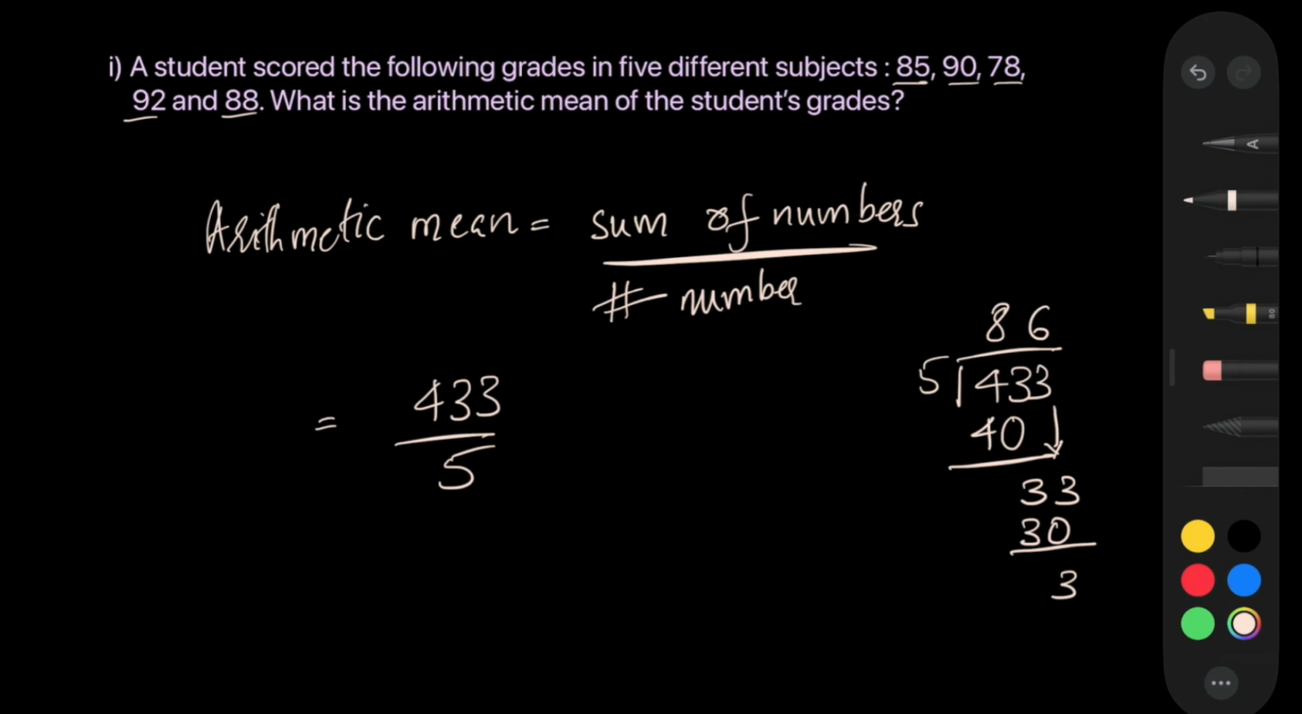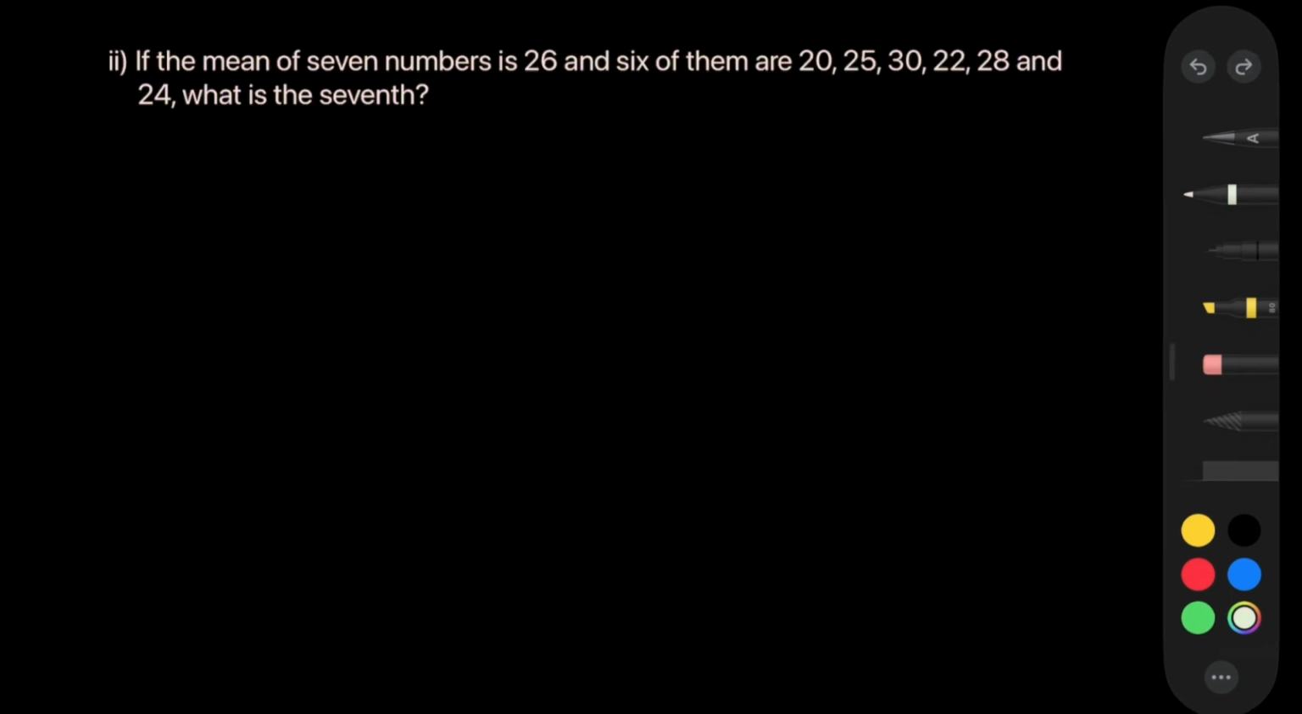Now, since 5 doesn't go in 3, we add a decimal point and multiply 3 by 10 to get 30. 5 goes in 30 6 times, with a remainder of 0. So the arithmetic mean of the student's grades is 86.6.